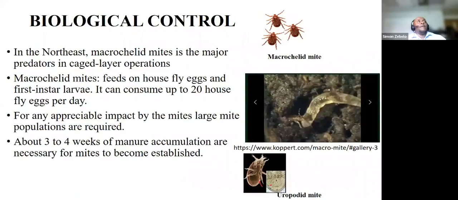And the other control measure is biological control, which always helps to reduce the population below the economic threshold level. So in the Northeast, macrochelid mites are a major predator in caged layer operations. The mites feed on housefly eggs and first instar larvae, or the first stage of the larvae. They can consume up to 20 housefly eggs per day. For any appreciable impact by the mites, large mite populations are required.